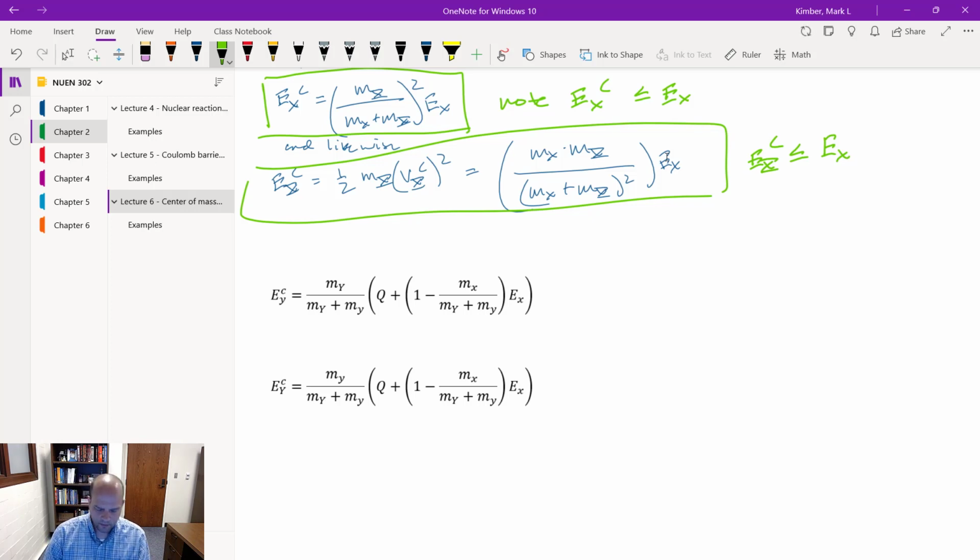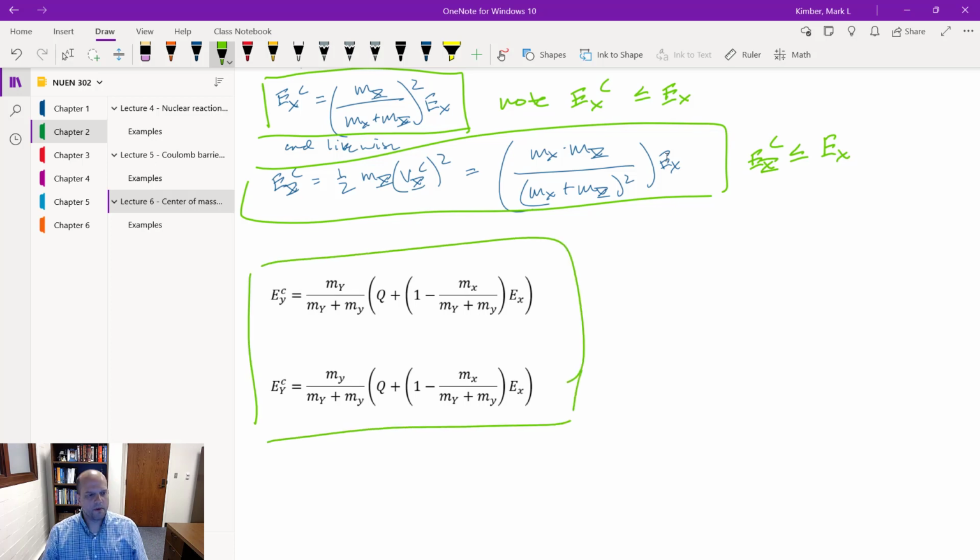And I can do the same thing with the Y. And so rather than go through that whole derivation, here are the final expressions for both the light, the first one, and the heavy, the second one, particles on the product side of that reaction. So one thing to note here, these are four expressions where all the input that I need is Ex, the kinetic energy of my projectile in the lab reference frame, and I need my Q value. My Q value is right here.